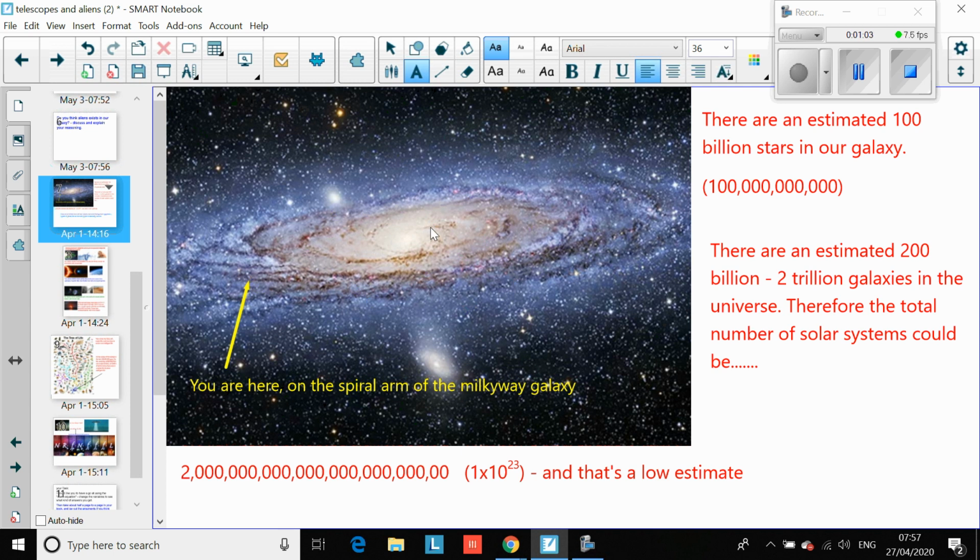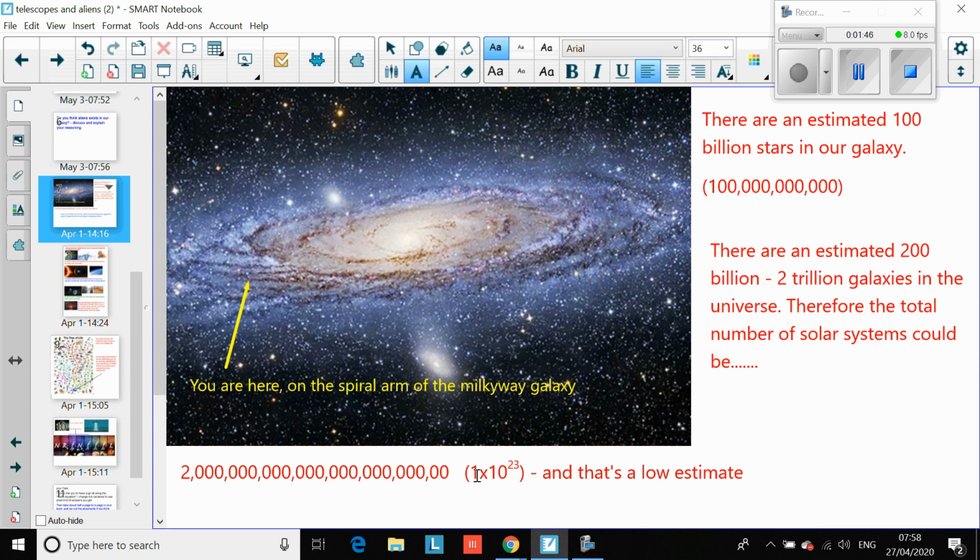Now, here's the thing, this is where the numbers start getting a bit crazy. There are an estimated 200 billion to 2 trillion galaxies in the universe. So imagine this is our galaxy with 100 billion stars. We think it might actually be more because the little red dwarf stars are quite hard to see. Therefore, the total number of solar systems, say for example, if each star had its own solar system with planets, that is the number of potential solar systems there are in the universe. That's 10 to the power of 23.